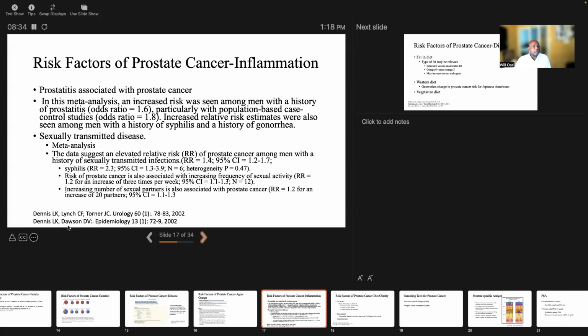Also, in a meta-analysis, Dennis and Dawson reported that there's elevated relative risk of prostate cancer among men with a history of sexually transmitted infections. For syphilis, the relative risk is 2.3, 95% confidence interval, 1.3 to 3.9. Risk of prostate cancer is also associated with increasing frequency of sexual activity, with a 1.2 relative risk for an increase of 3 times per week.